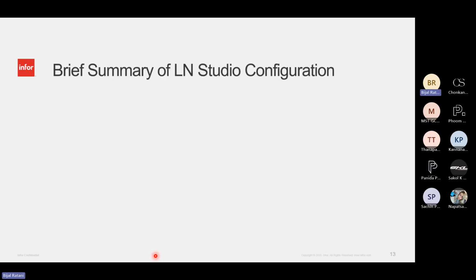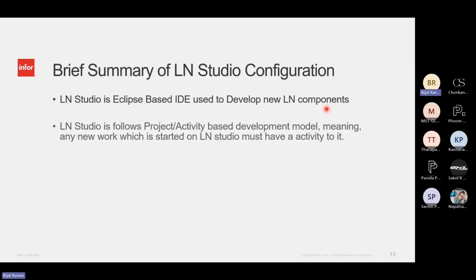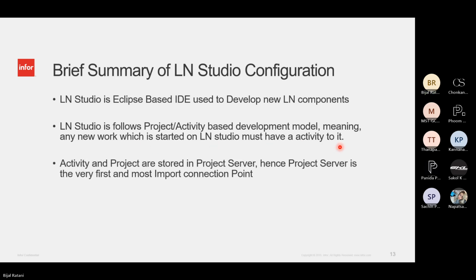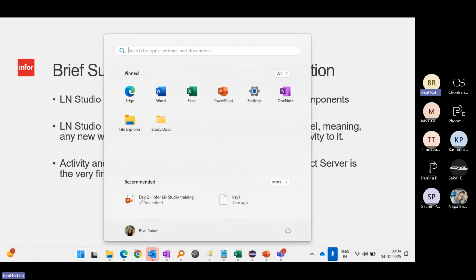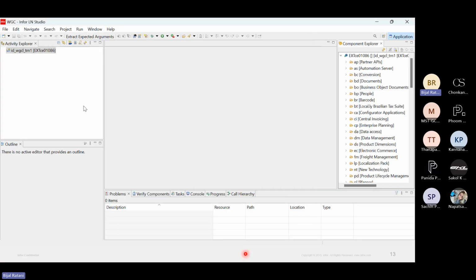Now let's have a brief summary of what we have done. LN Studio is an Eclipse-based IDE used for development of LN components. LN Studio follows project and activity based development, meaning any new work which is started in LN Studio must have an activity. Like I told you, the activity is stored under the project server. So we have established the connection with the project server. Going back to my LN Studio, this activity will be available in the project server.